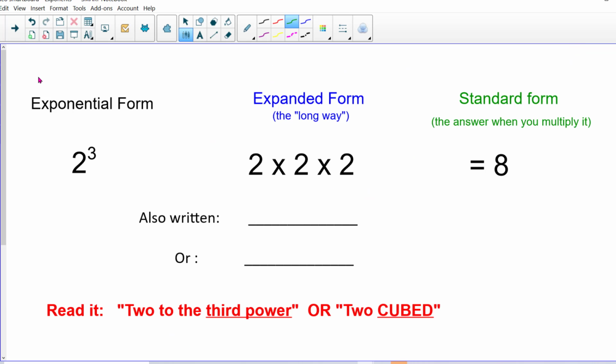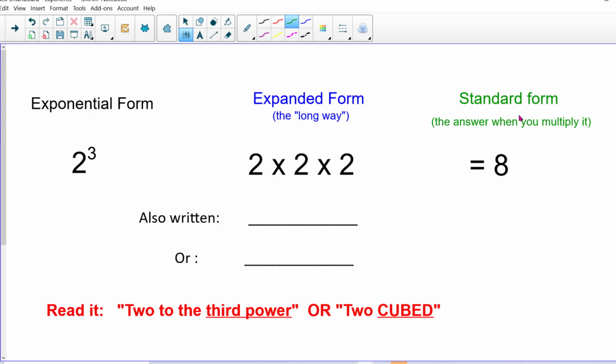Let's look at our next example. So here we have the 3 different ways that we can write out a number in exponential form. So we have this, the exponential form. Just think, it sounds like exponent, exponential form. It's the form that we use when we have the exponent. The expanded form is the way we write this out the long way, what it means to write what 2, in this case, 2 to the third power means. And it's written out the long way. That's expanded form.